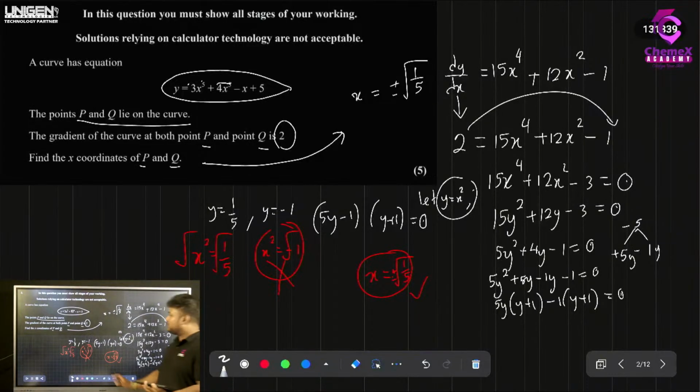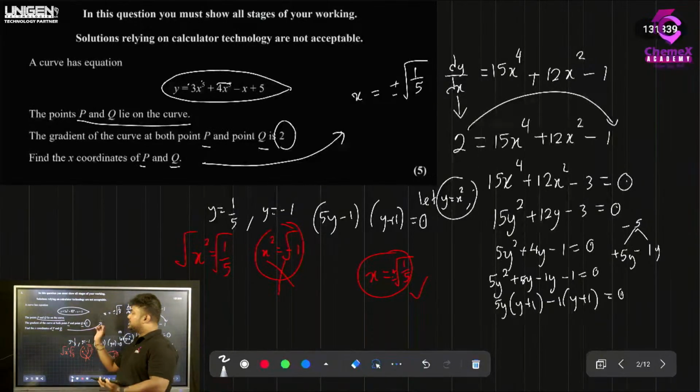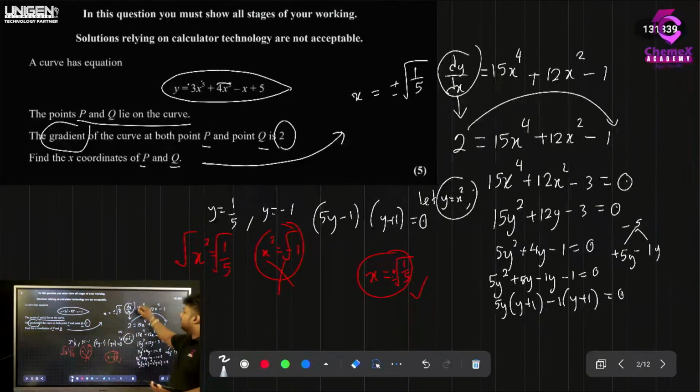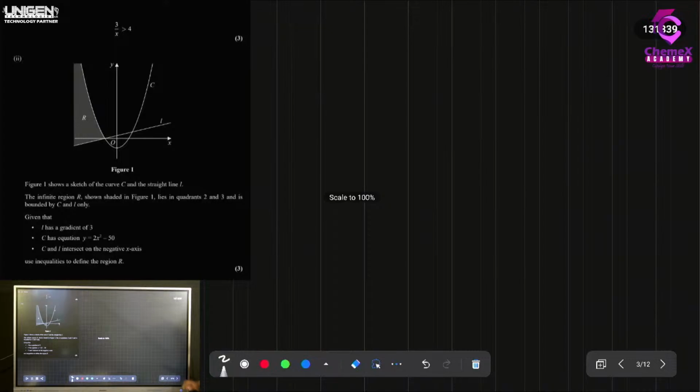So that's how you find the x coordinate of P and Q, because they have already given the gradient is 2. So I just equated dy over dx to 2 and solved the expression. Alright, no doubts. So let's move on to the next. Third question.